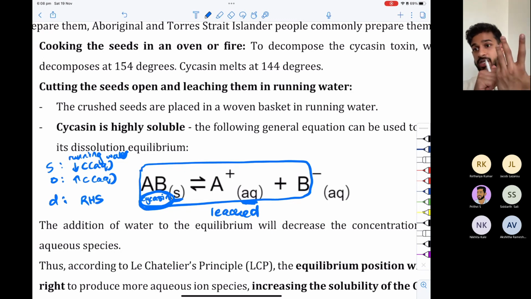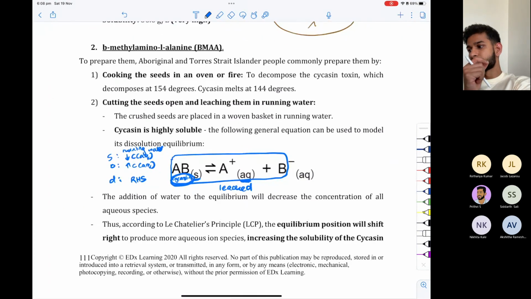Okay, so the three things you've learned are leaching, which is what you're going to be using, which is grounded in chemistry, then also heating and cooking, and then fermenting the seeds as well. And the latter two are both used to degrade or destroy the toxin.